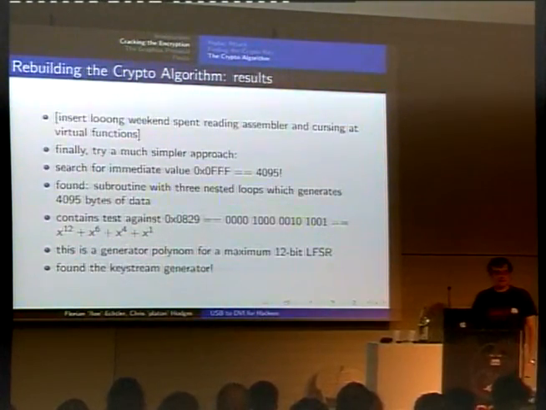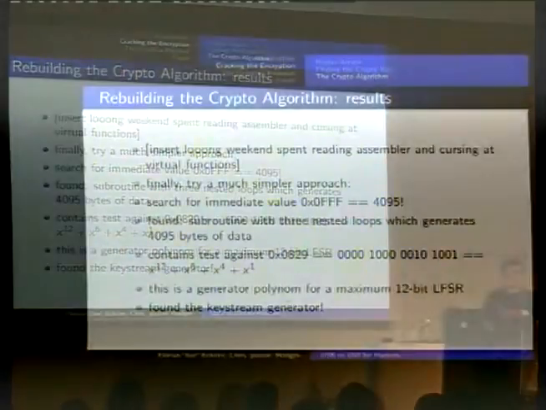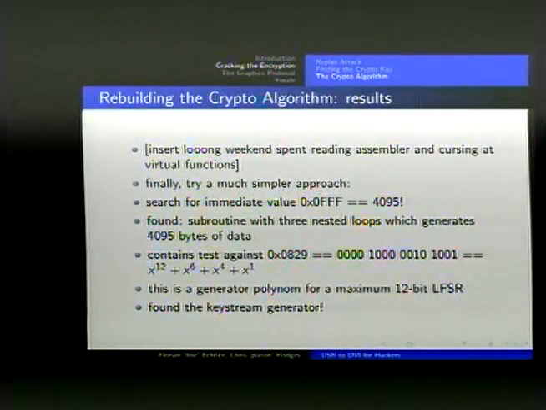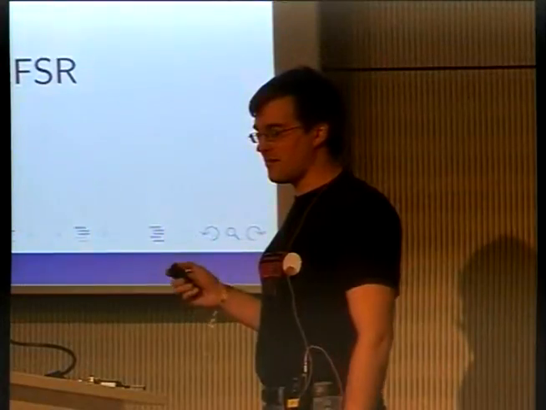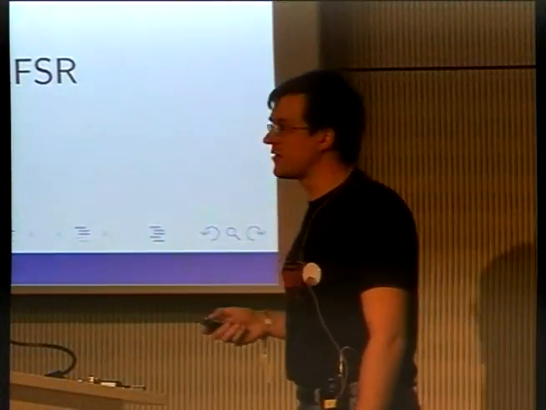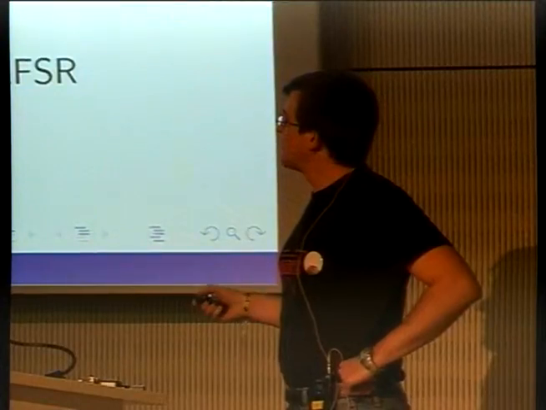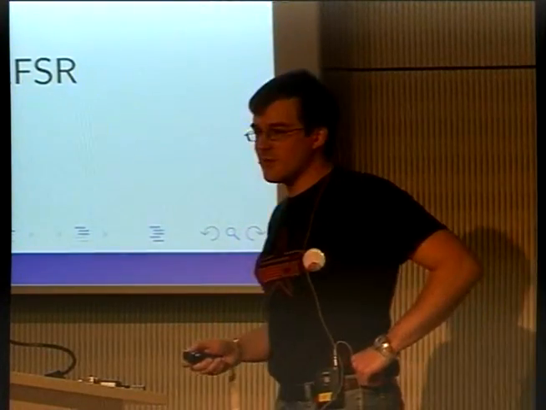Unfortunately, the driver was written in C++, and it's not that funny to try to disassemble virtual functions. In the end, we settled on a much simpler approach here, and we just looked in the assembler code for an immediate value of 4095, because at some point the routine has to generate that much data. And we quickly found such a subroutine which consisted of 3 nested loops, and which actually does generate 4095 bytes of data. And most interestingly, it contains a test against this value.